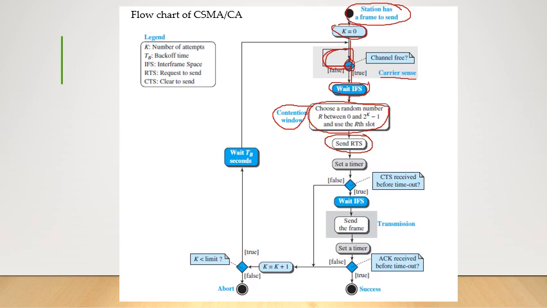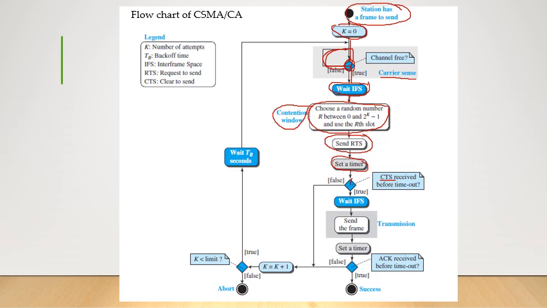So send an RTS, that is request to send, and when you send, you set a timer. Once you set a timer, I have to wait for something known as clear to send, and this is sent from the receiver. So I am the sender, I will send RTS, I'll wait for CTS from the receiver. And this CTS must be received at the sender before the timeout. So I should receive the CTS before the timeout.